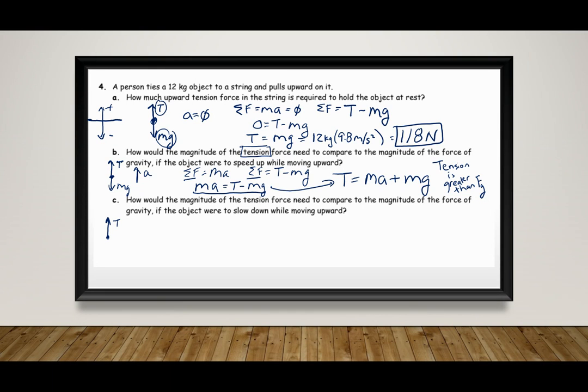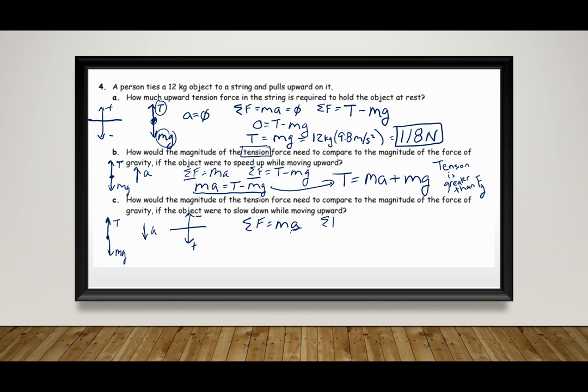So tension goes up, mass times gravity goes down, okay? And I know that my acceleration is down. So what I like to do is make my coordinate system the direction of my acceleration. In this case, I'm going to make down positive and up negative. So my sum of forces is equal to mass times acceleration. The reason I do that is because this keeps mass times acceleration a positive number.